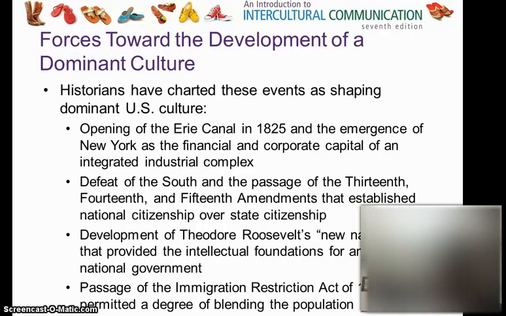As we move on in history, development of Theodore Roosevelt's new nationalism that provided the intellectual foundations for an activist national government. And lastly, the passage of the Immigration Restriction Act of 1924, which permitted a degree of blending the population. What this act said is that the annual number of immigrants who could be admitted from any country is limited to 2% of the number of the people from that country who were already living in the U.S. in 1890. It's down from the 3% cap set by the earlier Immigration Restriction Act. So that's what the Immigration Restriction Act meant.